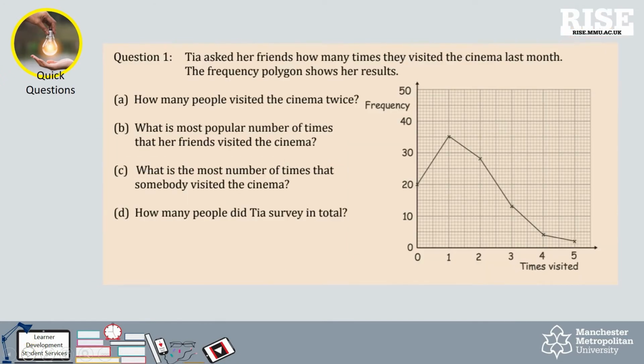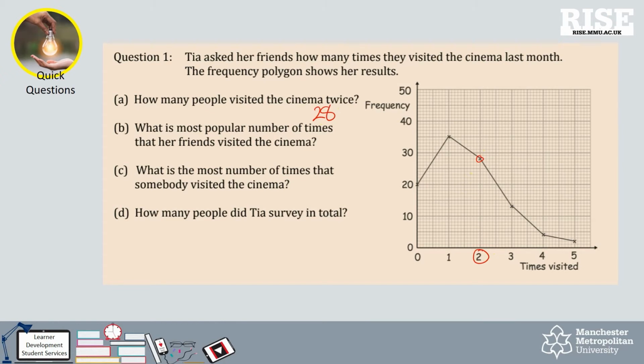You may also get asked questions about a pre-drawn frequency polygon. Tia asked her friends how many times they visited the cinema last month. The frequency polygon shows her results. How many people visited the cinema twice? So here along the bottom we have the number of times visited. Twice is there. If I read up, I can see that there were 28 people who went to the cinema twice.